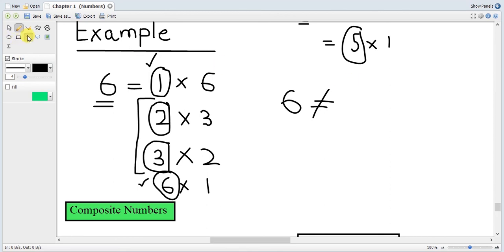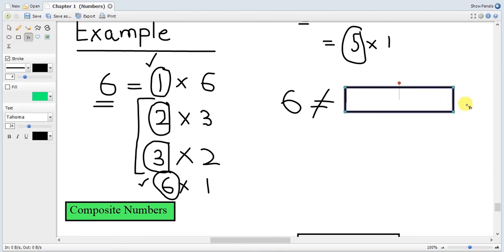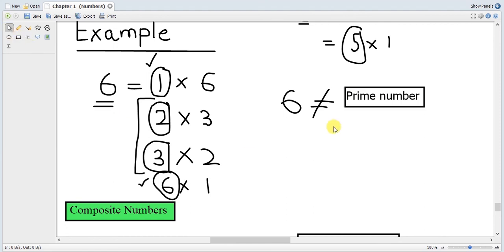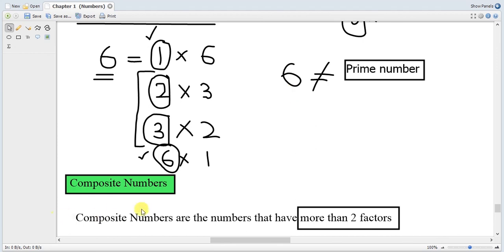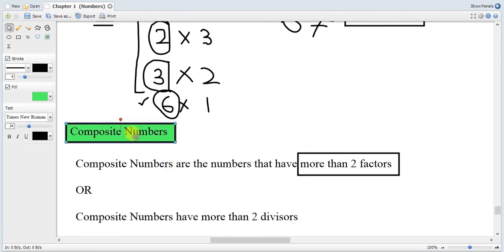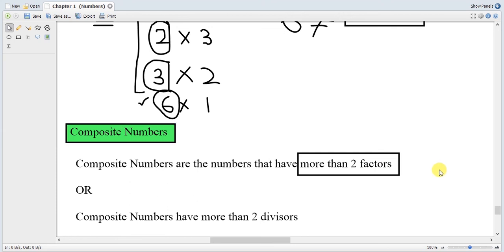Let me just type it, right? So then what is 6? 6 is basically your composite number. Now we'll discuss it here. What exactly are composite numbers? The numbers that are not prime are basically your composite numbers, right?